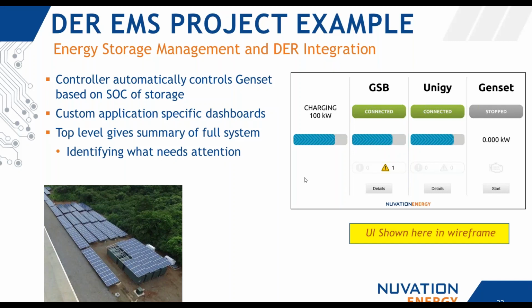In this case, the GSB batteries were the new batteries. They were the ones preferred to be used. They had a better cycle life and better capacity per stack. The Unity were the older batteries, so they were less preferred. And then the site also had a backup genset to charge the batteries in the case when the sun didn't provide enough energy to last for the full usage of the batteries.